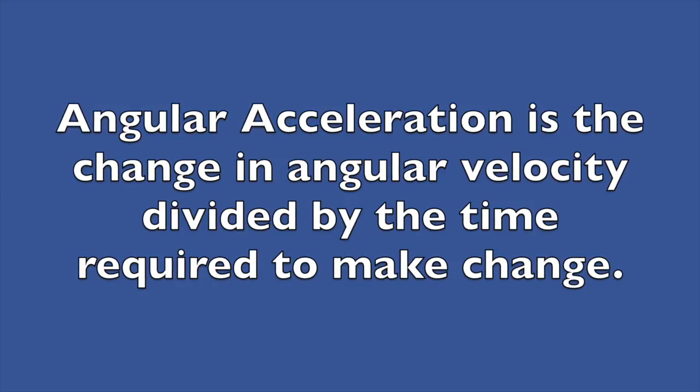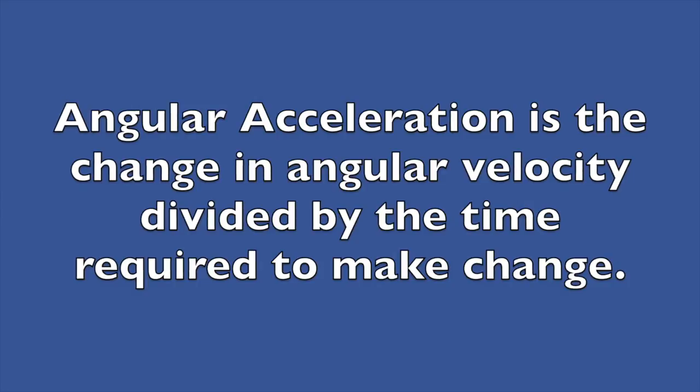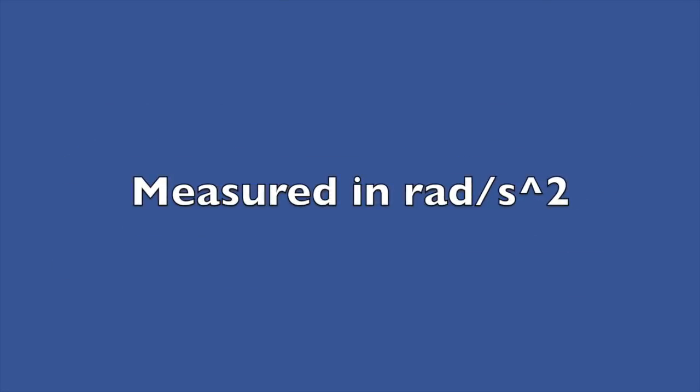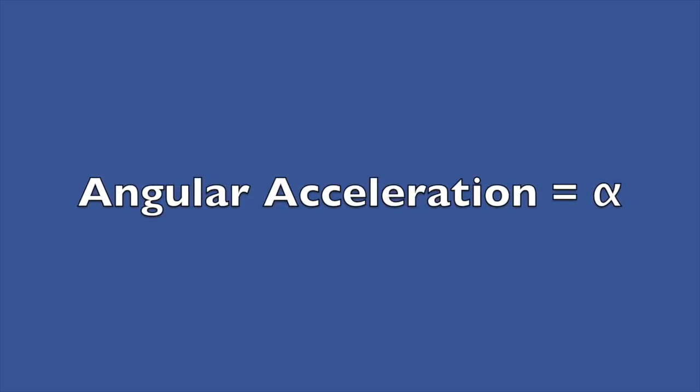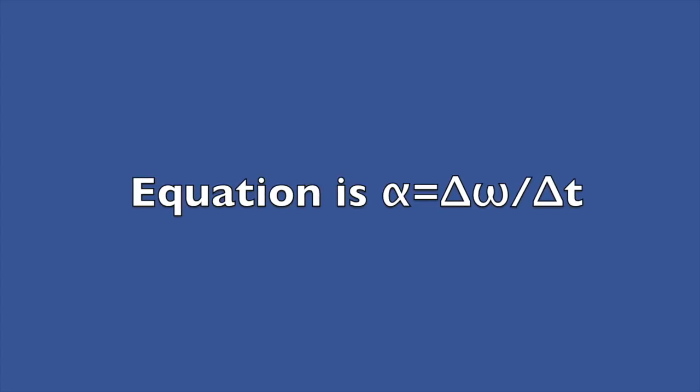Angular acceleration is a change in angular velocity divided by the time required to make the change. The angular acceleration is measured in radians per second squared. And the symbol is alpha, and the equation is alpha equals the change in angular velocity divided by the change in time.